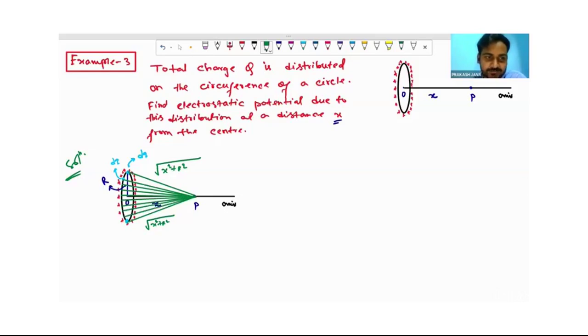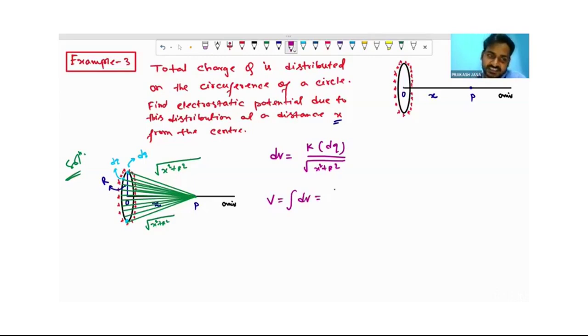You can check it. Not only this side, but the lower side as well, these points are also equidistant from the point P. So how to find the net potential? For the elementary charge, the elementary potential at point P is nothing but k, the amount of charge dq, and the distance, which is root of x square plus r square. But we need the total potential V, which is nothing but the summation of dV.